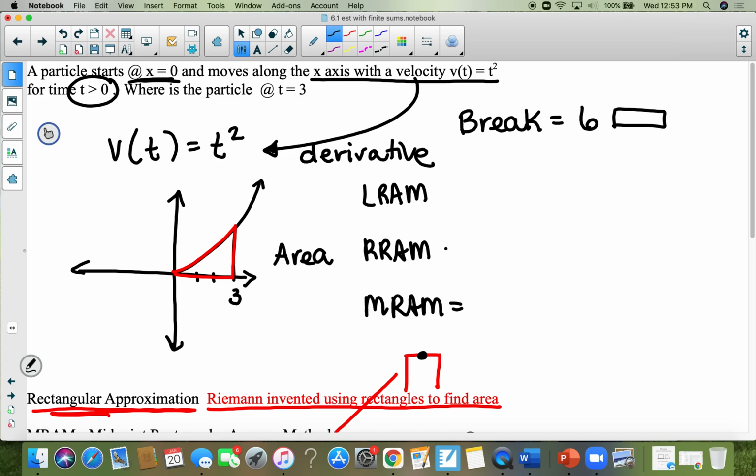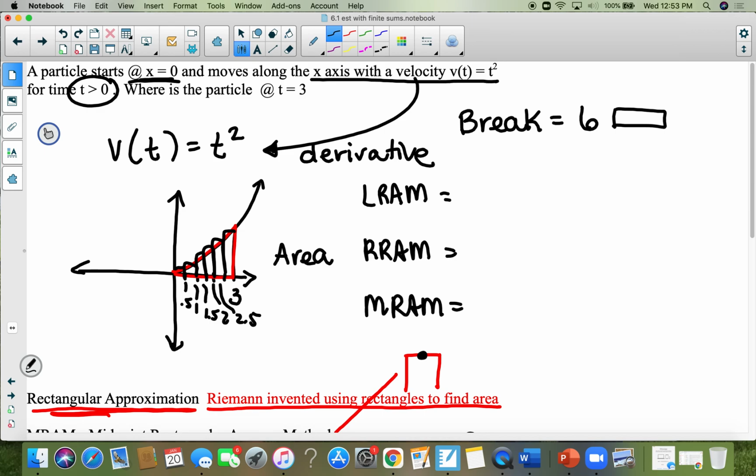This is a very time-consuming assignment. So I need to break this up into 6 rectangles, and I want to go out to 3, so I need to put another one here, here, and here. So I'm going to be counting by 0.5, 1, 1.5, 2, and 2.5 are my dashes. And what I'm going to do is I need to put 6 rectangles in here. You can count them, 1, 2, 3, 4, 5, 6. I'm putting 6 rectangles in there.